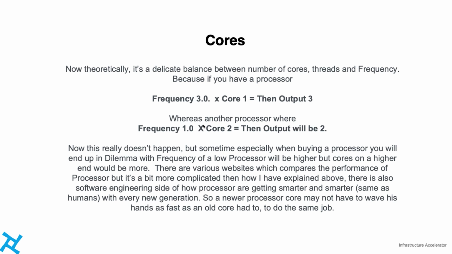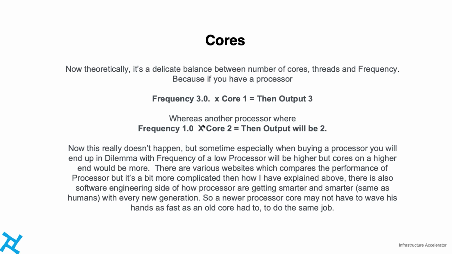So you can say that, fine, I gave you all the numbers, but what about the people inside the factory? They are getting smarter. So maybe the smarter people do less work, but still they are able to achieve more efficiency or more output. So that's what we are talking about. The generations of the processor have software engineering built into them as well, and they are doing more and more work. So a newer processor core may not have to wave his hand as fast as the old core, but will be able to do the same job, maybe even better.